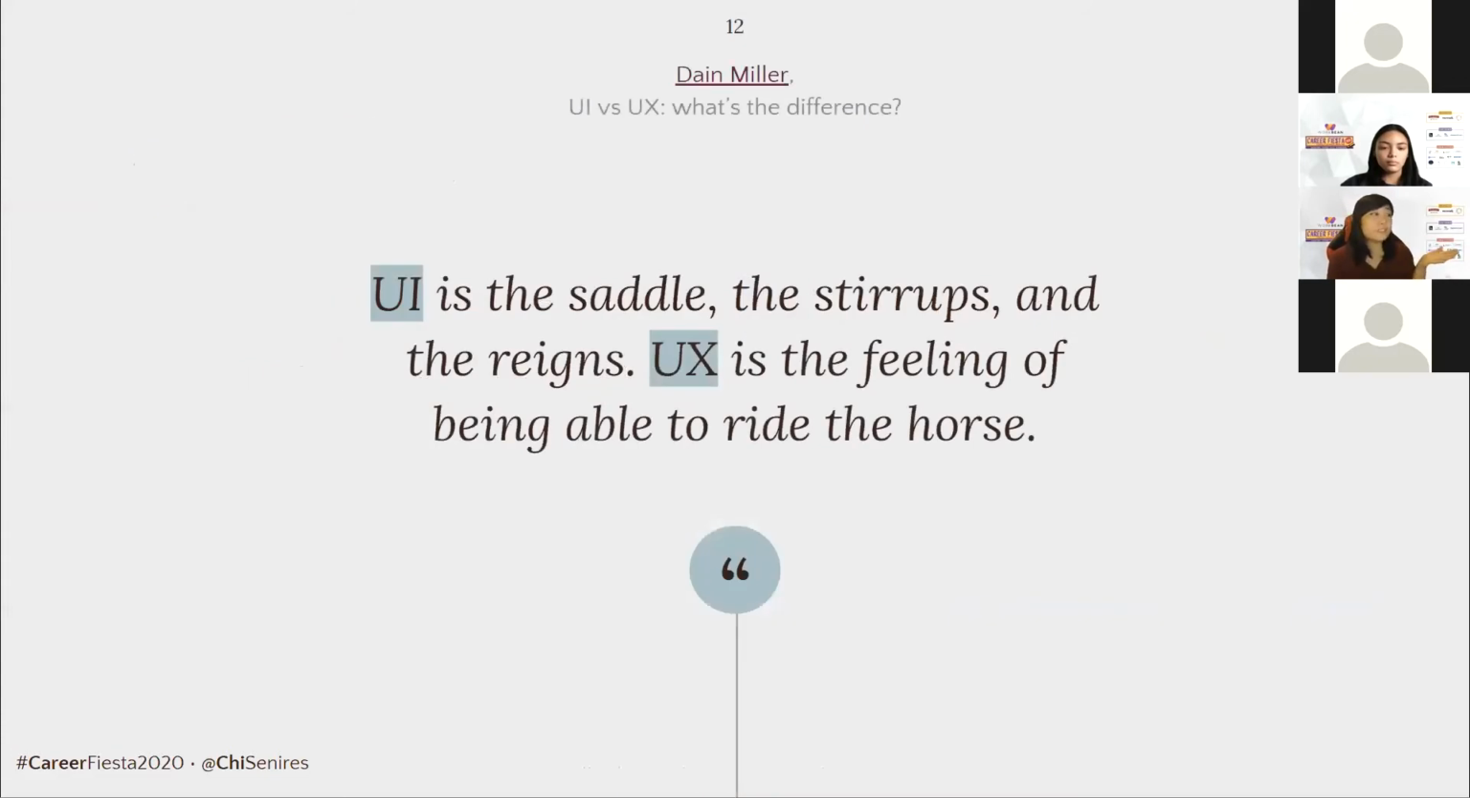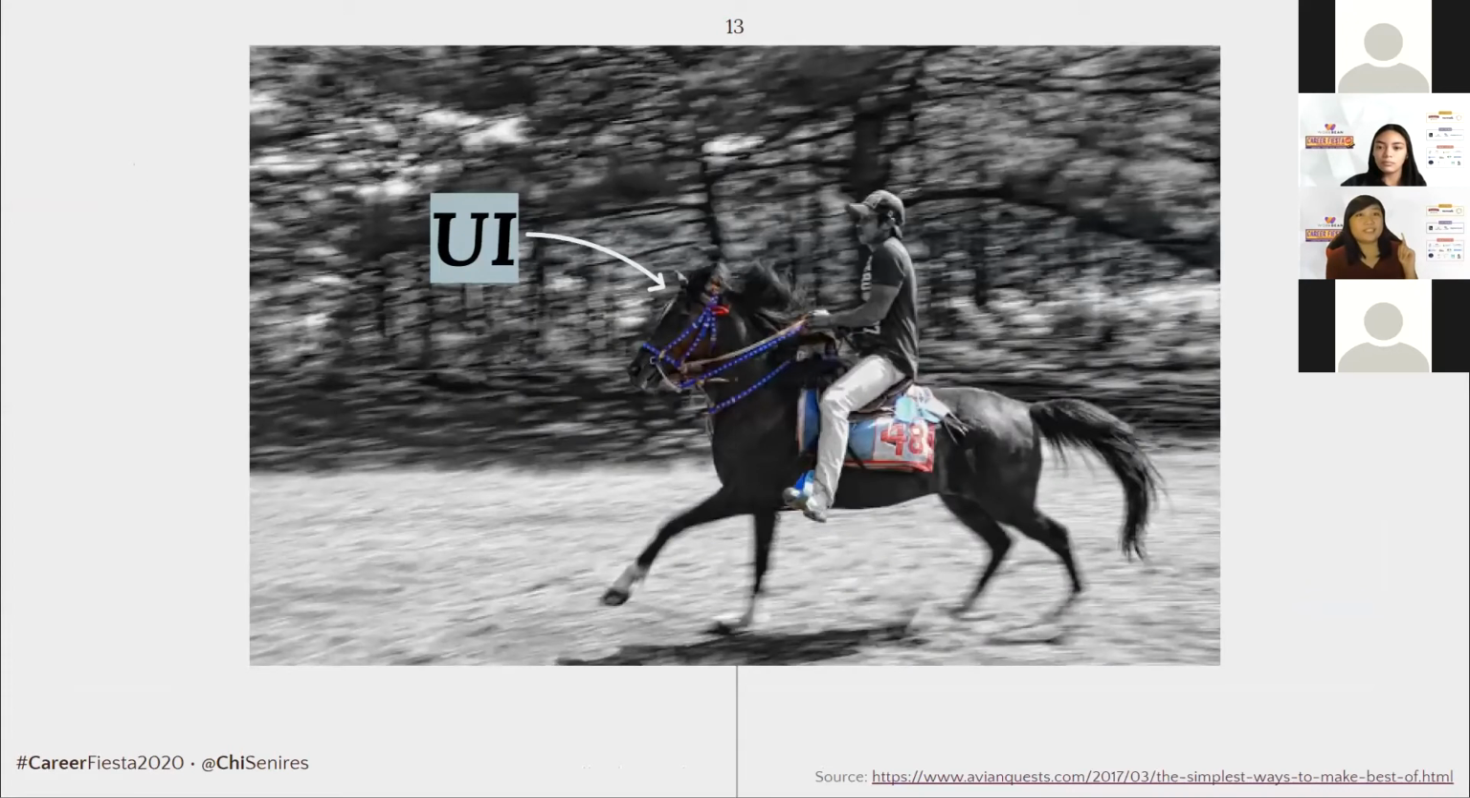Here's one statement from a web programmer online named Dane Miller. He said, UI is the saddle, the stirrups, and the reins. UX is the feeling of being able to ride the horse. I just stole this image from the internet. This is someone riding a horse, I think in Baguio City, or I don't know. But you can see here that he's relating UI to the horse's reins and the stirrups, what you're using to be able to control the horse, to be able to ride them. And UX is the actual experience of riding it.